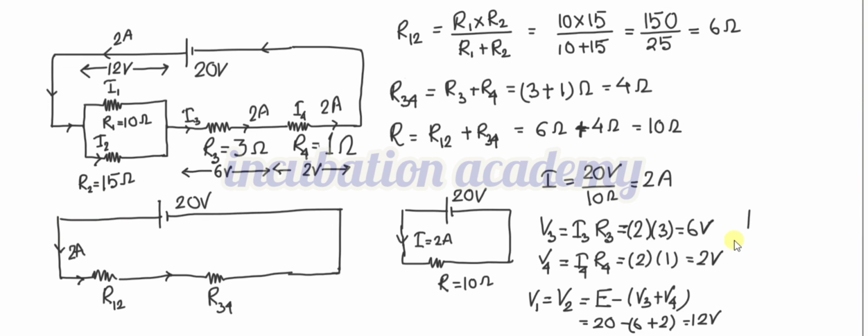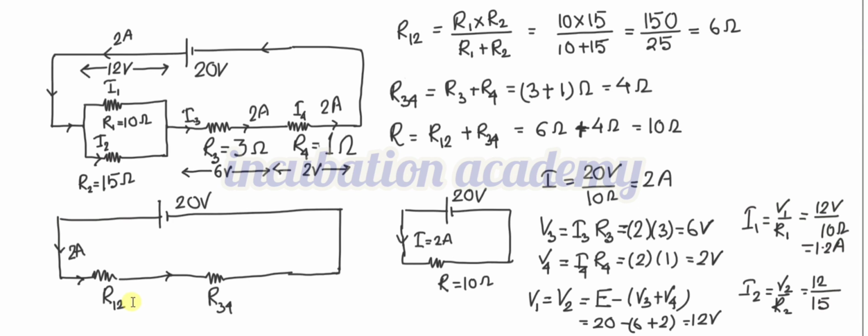Now let us find the current flowing through R1. That will be V1 divided by R1. V1 is 12 volt and R1 is 10 ohm, so you can say 1.2 ampere. This total current is 2 ampere, so 1.2 ampere flows through R1, and obviously the rest of the current, 0.8 ampere, should flow through R2. So I2 is equal to V2 divided by R2. V2, as we have calculated, is 12, and R2 is 15 ohm. If you calculate this, you get 0.8 ampere.